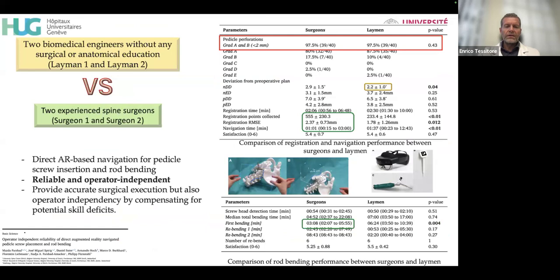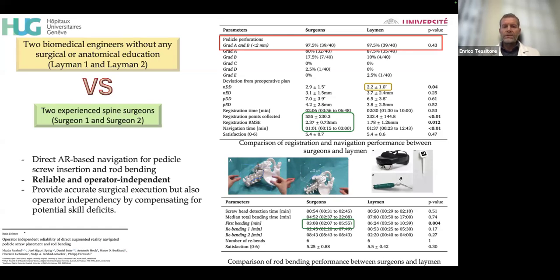This is also a very interesting study, concluding that the technology is reliable and operator independent, in the sense that in this study from the same group from Zurich, they compared the performance of two biomedical engineers without any surgical or anatomical education with two experienced spine surgeons.